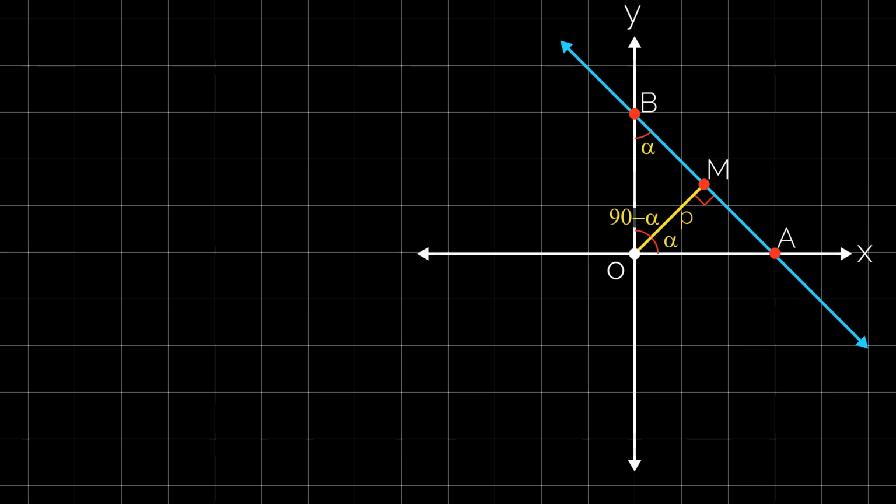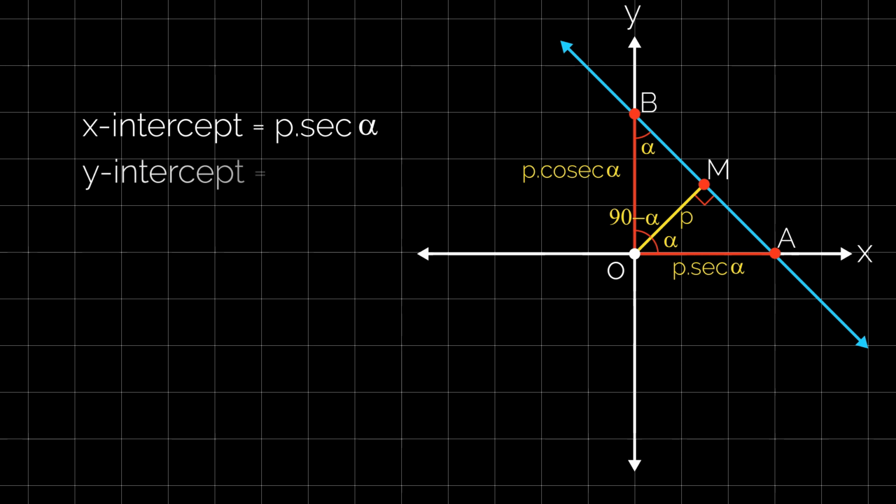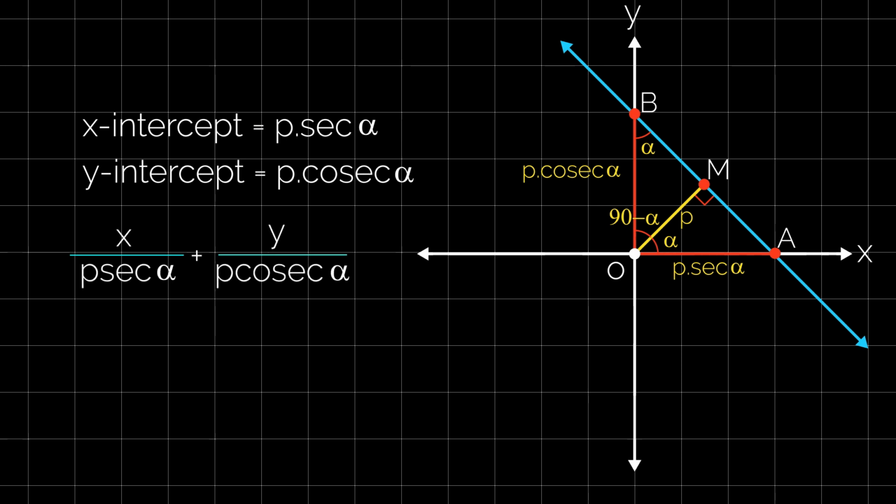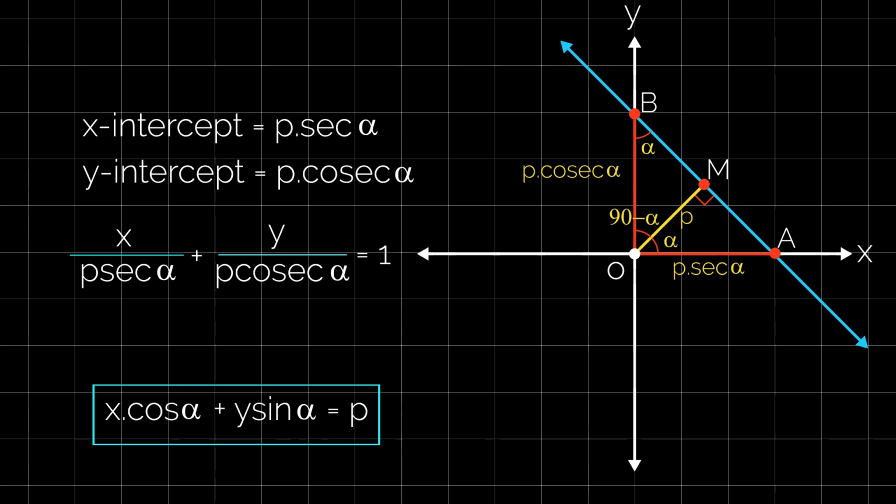Now in triangle OMA we have OA equals p secant alpha, and in triangle OMB we have OB equals p cosecant alpha. So the x-intercept is p secant alpha and the y-intercept is p cosecant alpha. Now from the intercept form of a line we have x by p secant alpha plus y by p cosecant alpha equals 1. So x cos alpha plus y sin alpha equals p. Hence this is the required equation of a straight line in normal form.